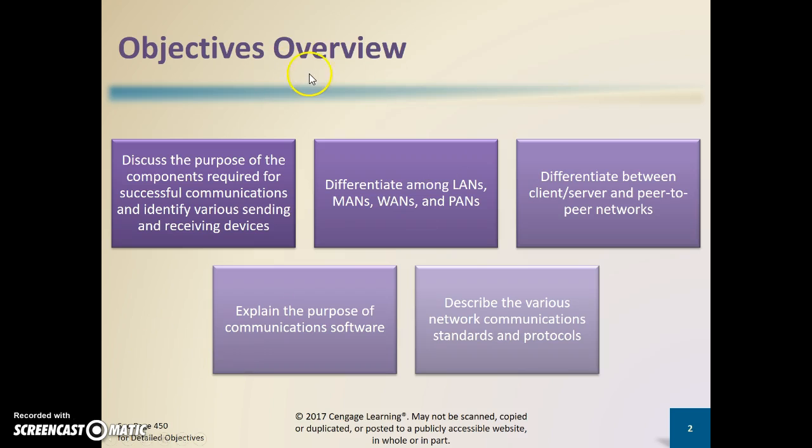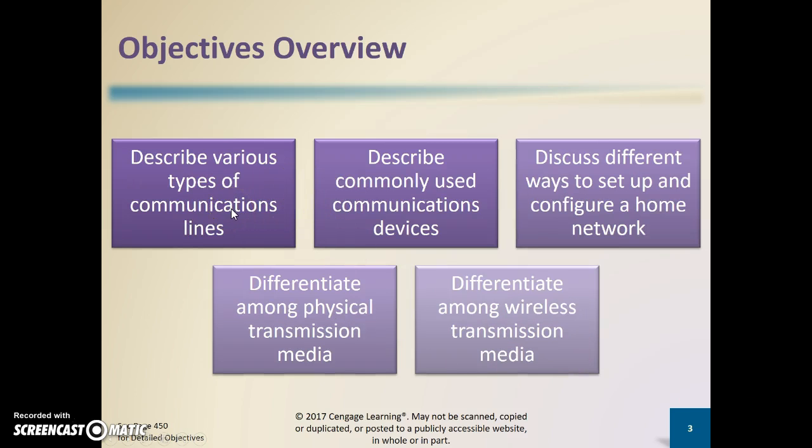And these are the objectives: to discuss the purpose of the components required for successful communications and identify various sending and receiving devices. Differentiate among LANs, MANs, WANs, and PANs. Differentiate between client-server and peer-to-peer networks, and explain the purpose of communication software, and describe the various network communication standards and protocols, as well as describing various types of communications lines and commonly used devices.